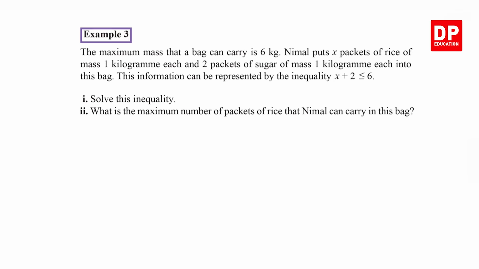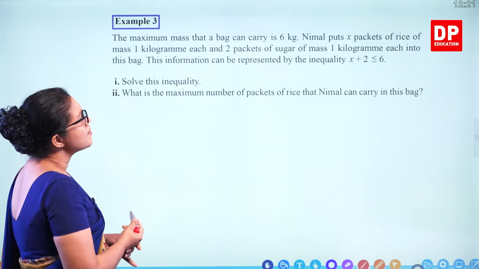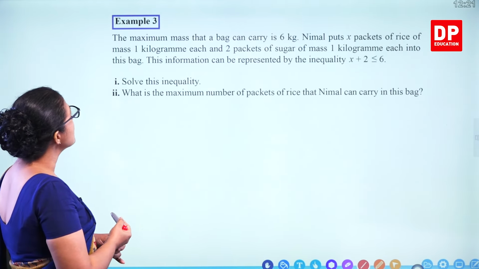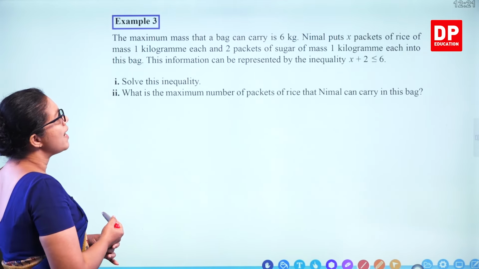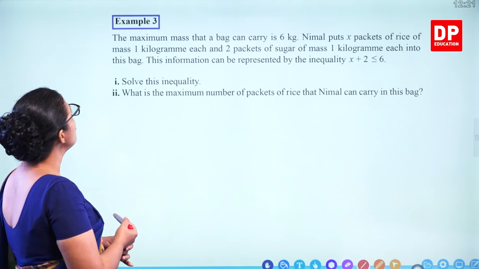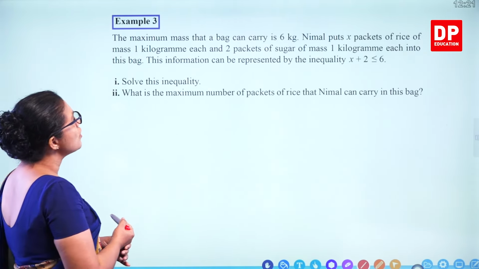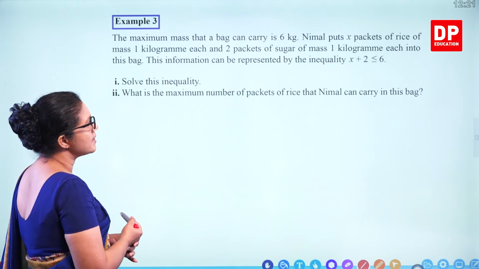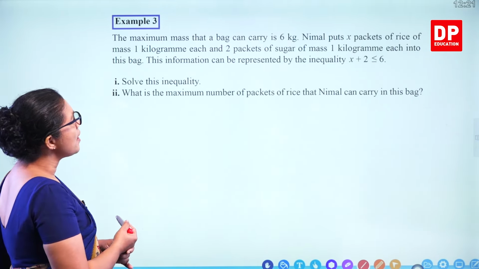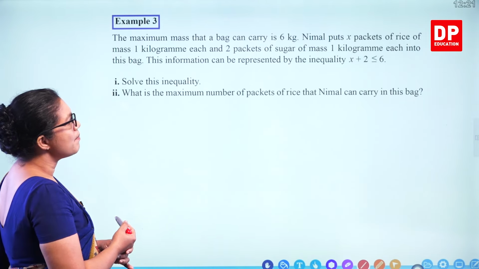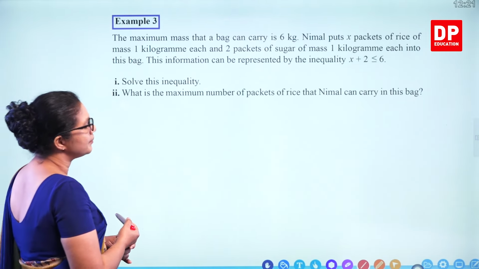Example number 3, the maximum mass that a bag can carry is 6 kilos. Nimal put X packets of rice of mass 1 kilogram each and 2 packets of sugar of mass 1 kilogram each into this bag. This information can be represented by the inequality. Solve this inequality. What is the maximum number of packets of rice that Nimal can carry in this bag?